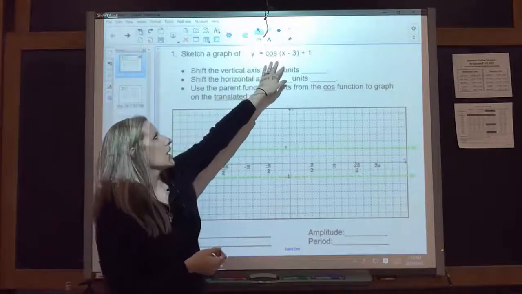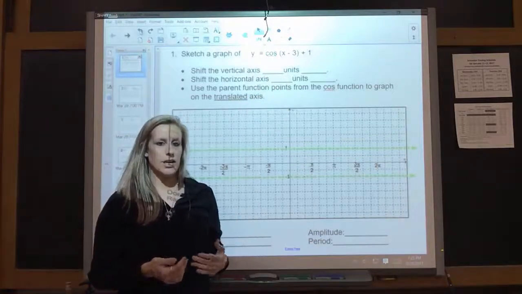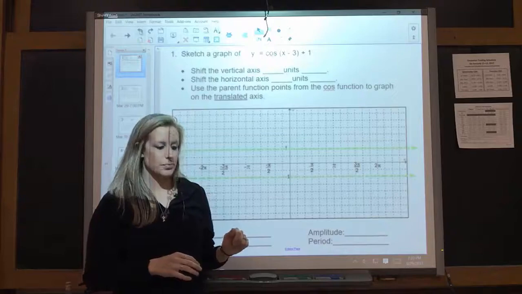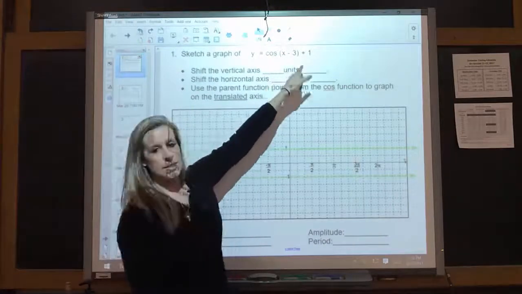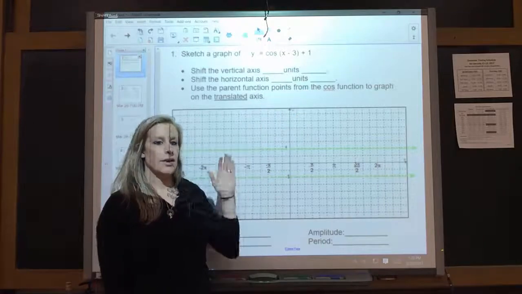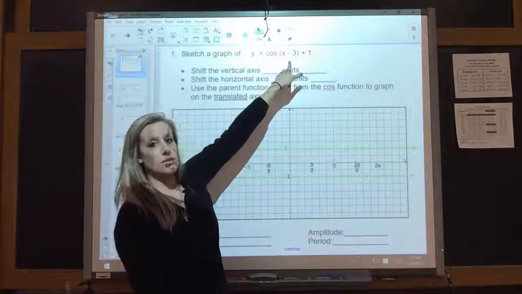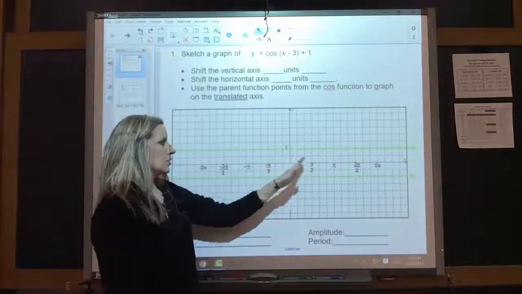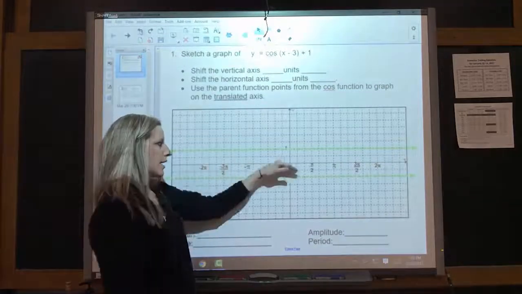So we're going to look at our equation. Now this is kind of like parent functions that we talked about at the beginning of the year, where we moved it up, down, left, right, stuff like that. If it's inside the parentheses, it's going to move it left or right. It's going to move it on the x-axis because it's with the x, right? And the x is left to right. So we're talking about a horizontal shift on the x-axis.